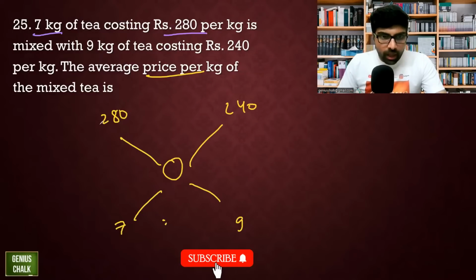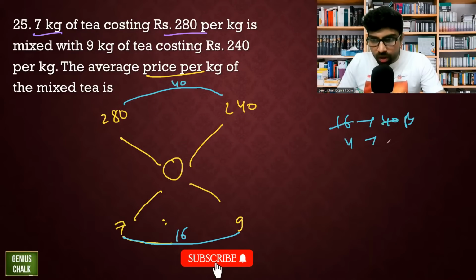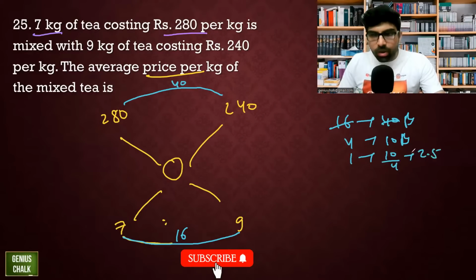So again, you can use N1A1 plus N2A2 upon N1 plus N2. And what we do is, let's take the sum here, it is 16. What is the difference? It is 40. So 16 is actually equal to 40 rupees. So 4 is equal to 10 rupees. So 1 will be equal to 10 by 4, that is 2.5. So 1 is equal to 2.5.